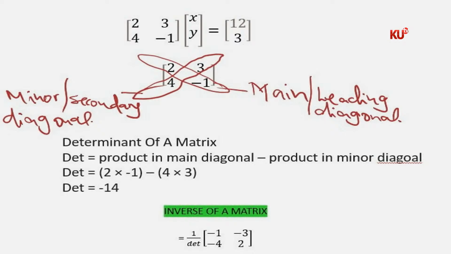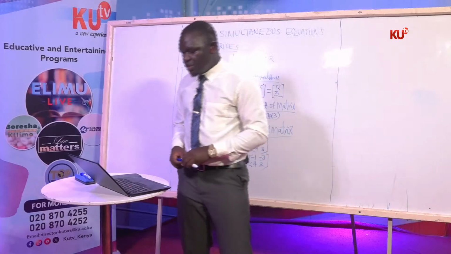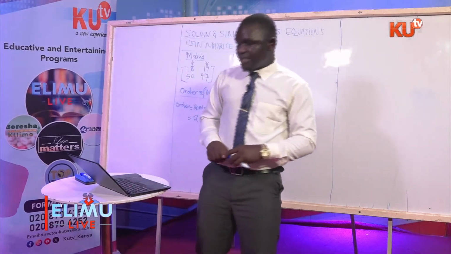So I've said first start by getting the determinant. Main diagonal, product of elements in the main diagonal minus the product of elements in the minor diagonal. After getting the determinant, to get now your inverse, take 1 over the determinant, multiply it, interchange the position of elements in the main diagonal, swap them. Then in the minor diagonal, change the sign. If the element in the minor diagonal was a negative number, make it a positive number, and if it was a positive number, make it a negative number. Wonderful. Let's now get into solving using the inverse matrix.